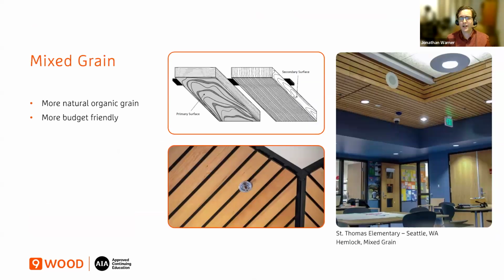So the different grain options are mixed grain and vertical grain. Mixed grain is a more budget-friendly option. It's a more natural, organic grain, and it's more budget-friendly, as I said. When they mill the log, they don't sort through for the particular type of grain, so it's all mixed together. The diagram there shows the extreme range, but it can look very beautiful, as you can see in the photo. It really just depends on the design intent and what you're looking to provide your client. And it's a very standard option in almost all species.